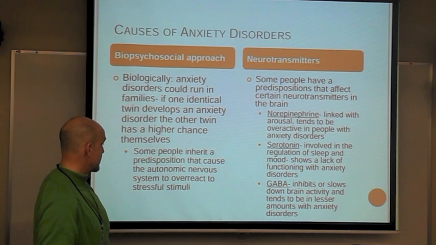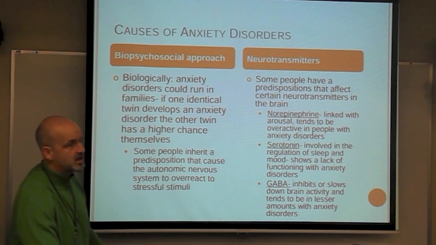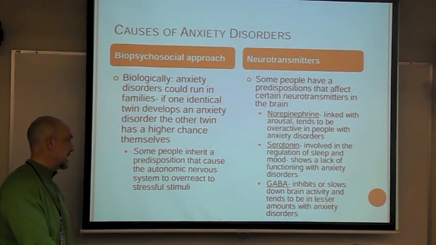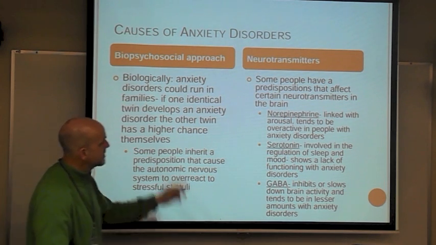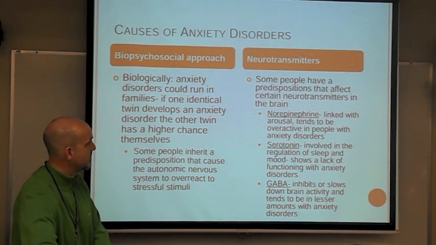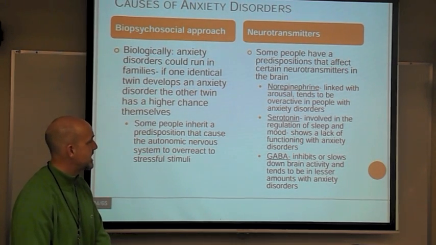Now, some people inherit a predisposition, okay, that causes the autonomic nervous system to overreact to stressful stimuli. Autonomic nervous system, if you remember from chapter 2, is automatic, okay? And what happens is their autonomic nervous system is more active or more aroused very easily than most of ours. Now, some people also have predispositions, which again is genetic, to inherit certain neurotransmitters that may link to anxiety disorders.